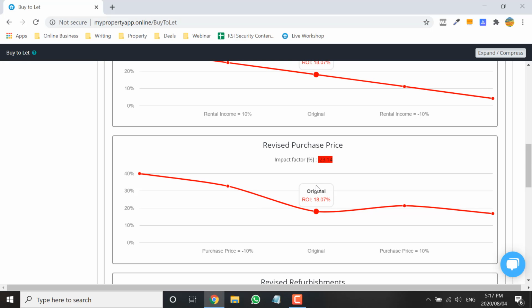If you can get the purchase price at maybe 20% less, you can see that other side. If you get it at 20% less, your return on investment shoots up. So again, that's just telling you that there's a great opportunity for you to massively increase your return by lowering your purchase price.